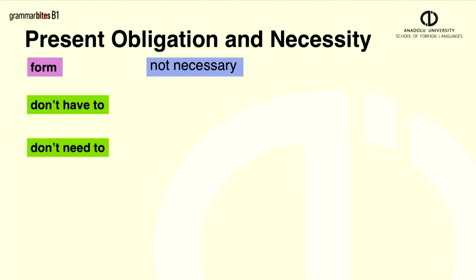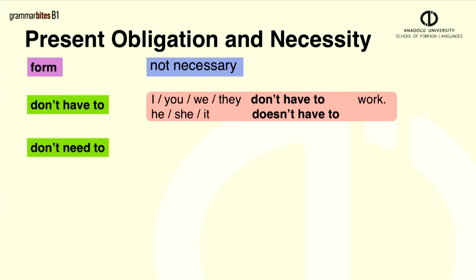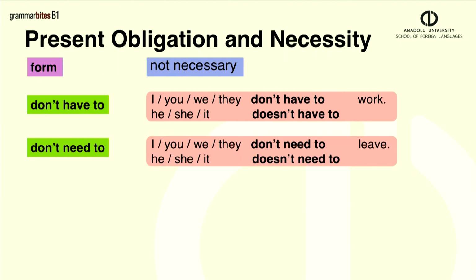For I, you, we, they, we use don't have to. And for he, she, it, we use doesn't have to. Similarly, we use don't need to for I, you, we, they, and doesn't need to for he, she, it.